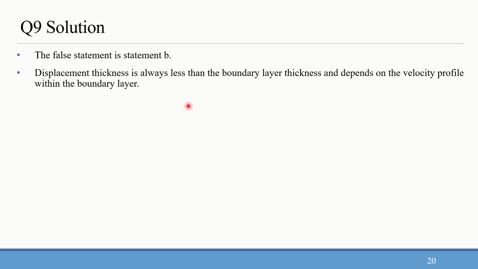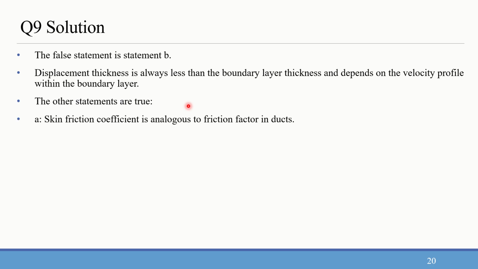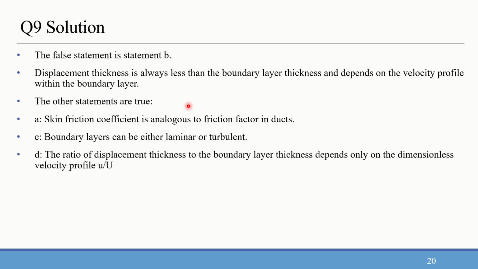Displacement thickness is always less than the boundary layer thickness and depends on the velocity profile within the boundary layer, which we have seen in statement D. The other statements are true. Skin friction coefficient is analogous to friction factor, and boundary layer can be either laminar or turbulent. And ratio of displacement thickness to the boundary layer thickness depends only on the dimensionless velocity profile u by U. So this is also a true statement.